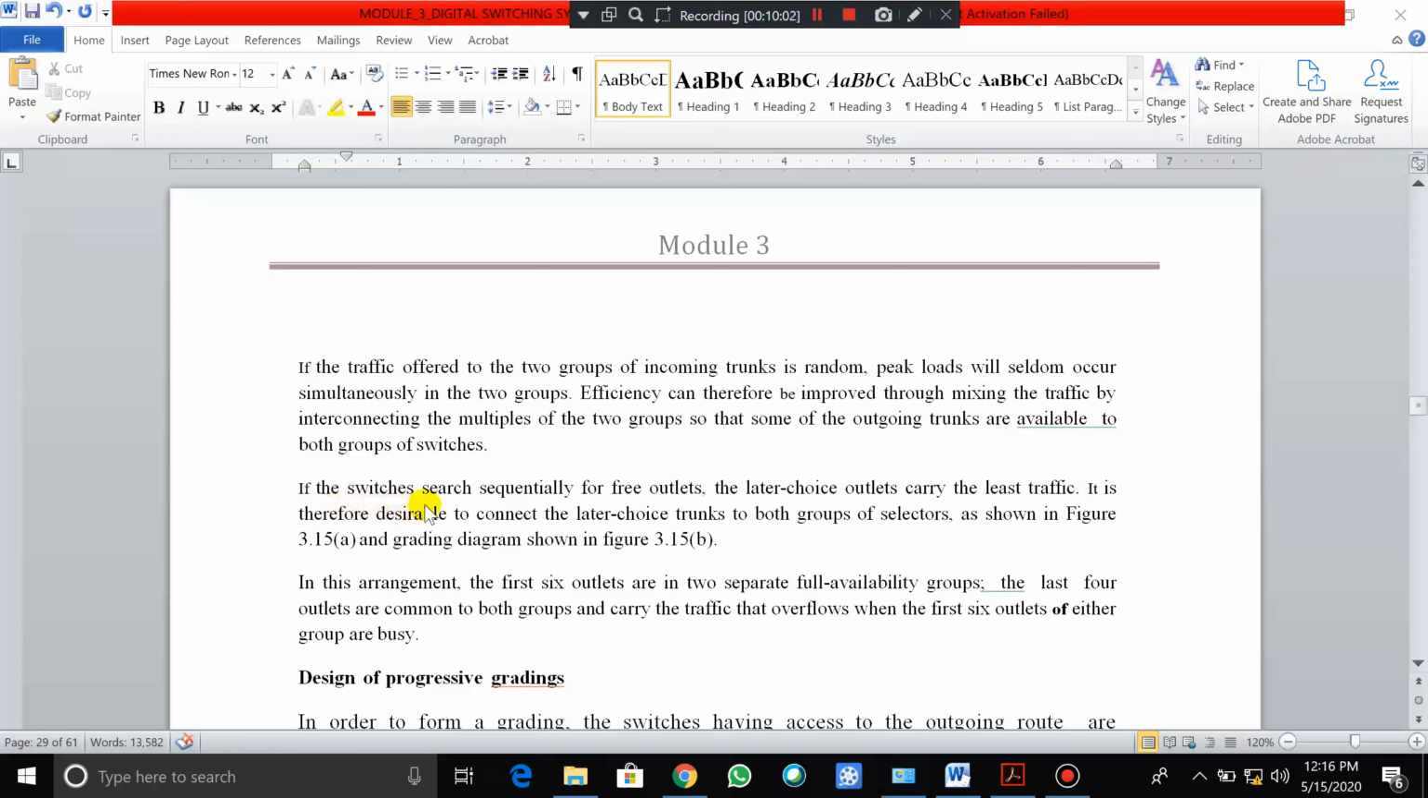If the switches search sequentially for a free outlet, the later choice outlets carry the least traffic. It is therefore desirable to connect the later choice trunks to both groups of selectors, as shown in the diagram. In this arrangement, the first six outlets are in two separate fully available groups. The last four outlets are common to both groups and carry the traffic that overflows when the first six outlets of their group are busy.